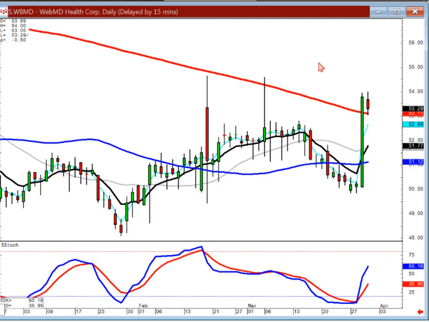WBMD. Oh, nice big breakout. Consolidation back to the 200. Put a buy stop right up here. If it comes up through there, the profit-taking consolidation is over.